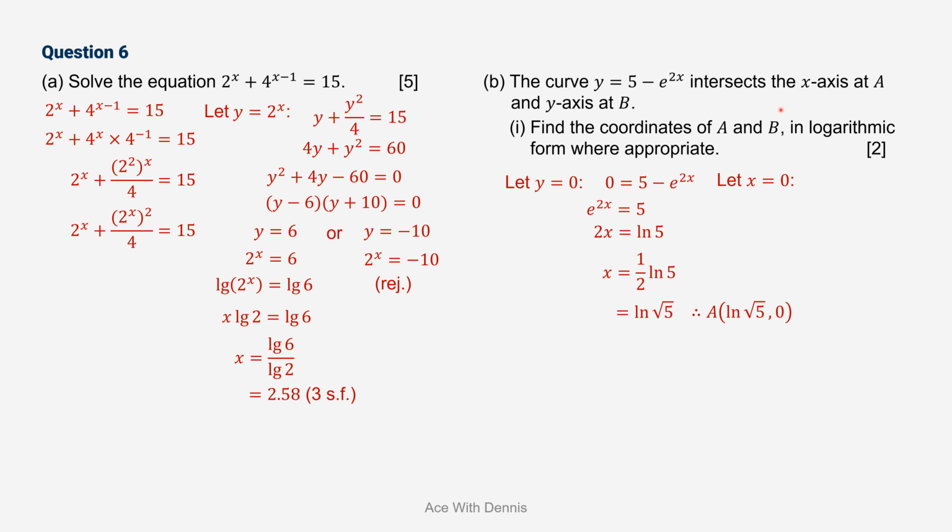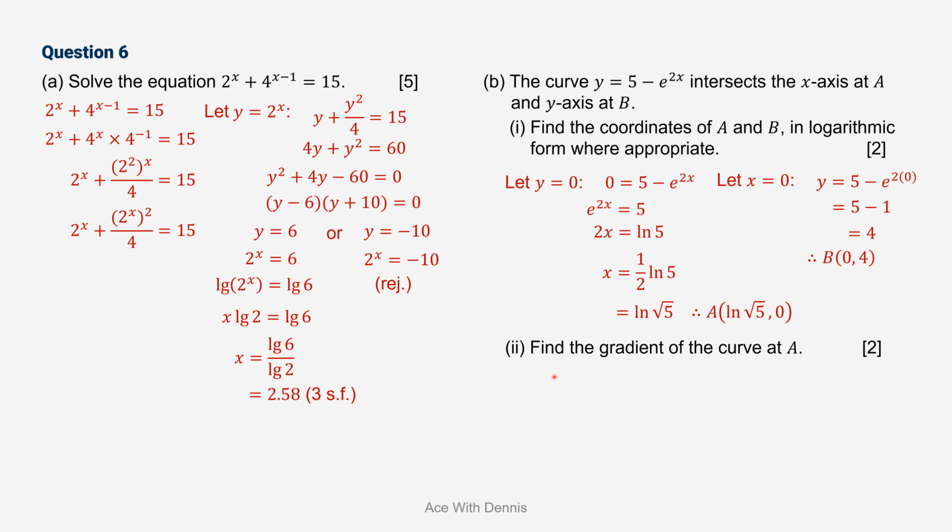So similarly, for B, since it intersects the y-axis, that means the x coordinate is 0. So x equals 0. Substitute into this equation, y equals 5 minus e to the power 2 times 0. Again, remember, e to the power 2 times 0 is not 0, but is 1. So 5 minus 1, which means the answer is 4. The coordinates of B will be (0, 4).